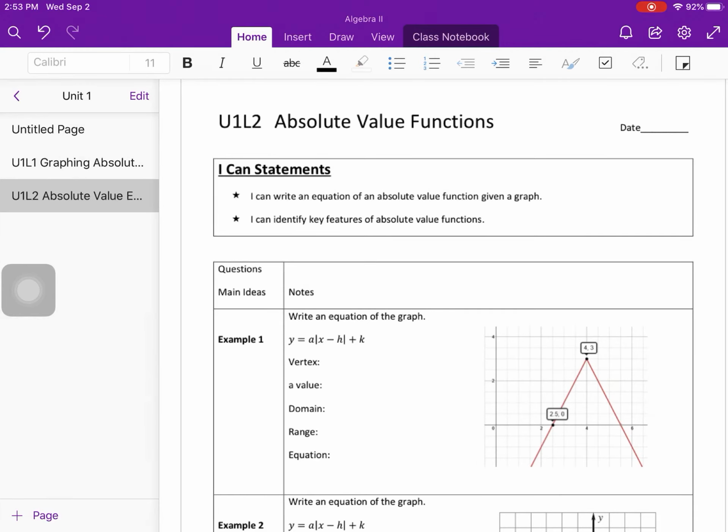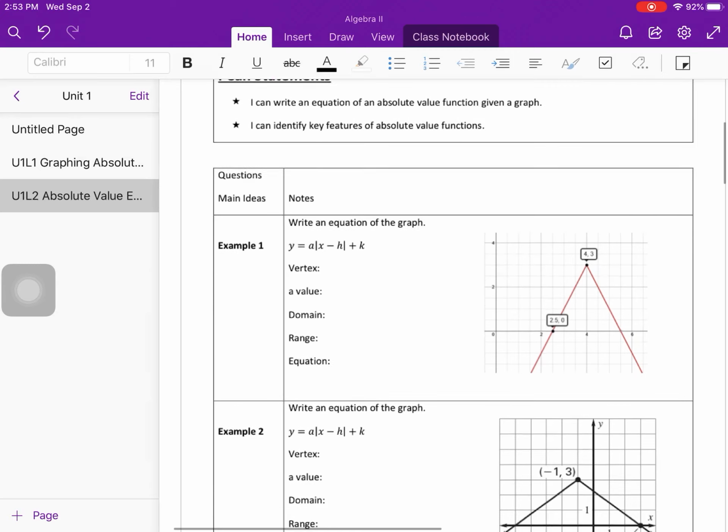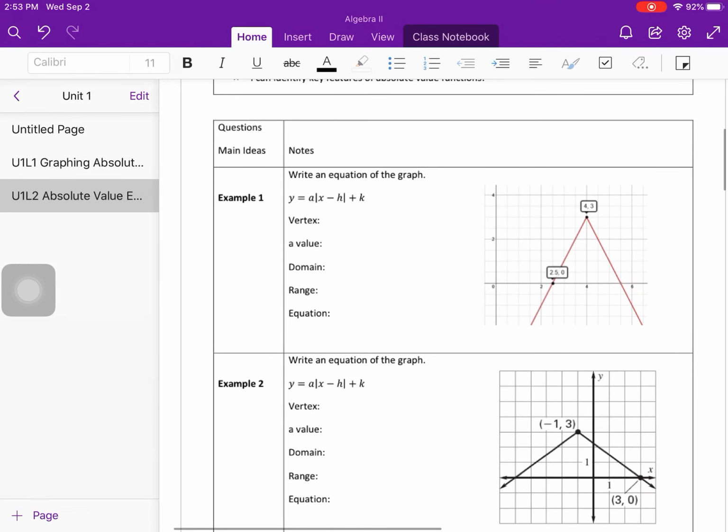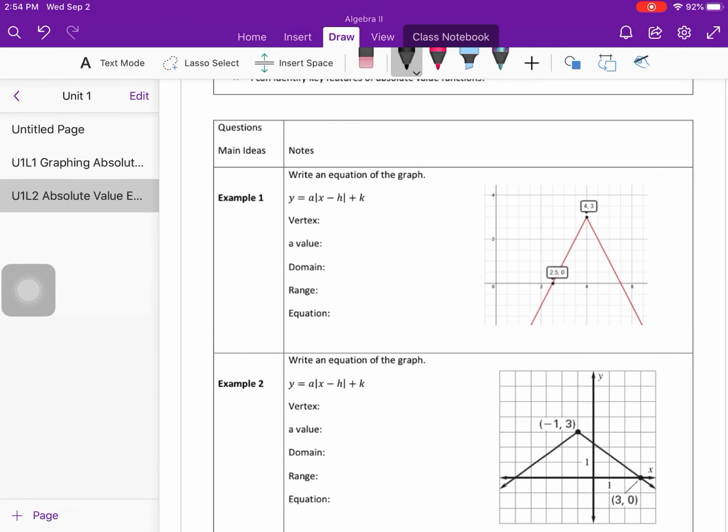Today what we're going to be talking about is absolute value functions. We're going to be writing the equations rather than graphing them. So what we're going to be doing is looking at the graph, identifying the important pieces, and then writing the equation. So if you recall in the last video, here's the general function.